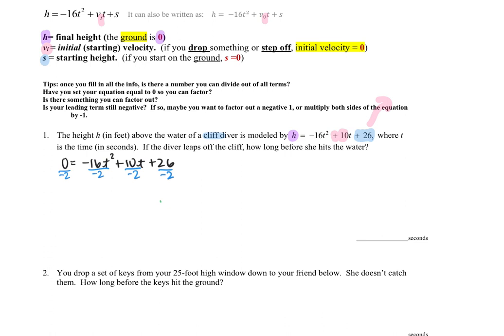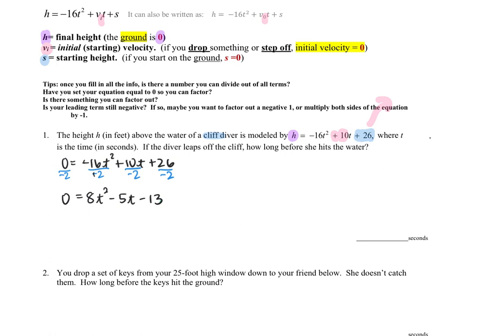So I will end up with 0 equals, these two negatives are going to become positive 8t squared. 10 divided by negative 2 is negative 5t, and 26 divided by negative 2 is negative 13. I did that because I wasn't actually interested in multiplying 16 times 26. I can see that that's a very large number. So I find this personally more easily factorable.